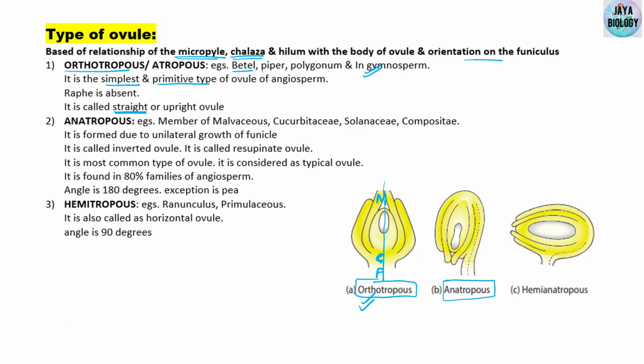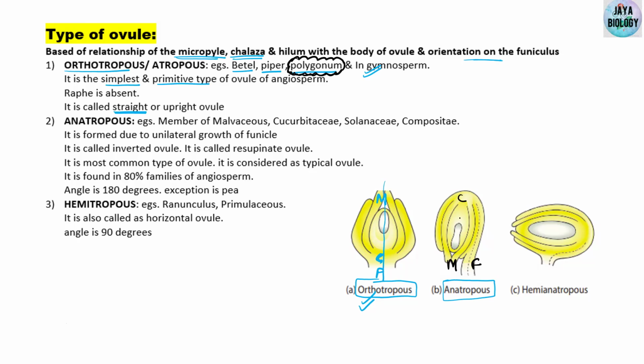Example, betel, piper, polygonum. And please understand a very important concept: in our NCERT, the entire description is given with respect to the polygonum type, because they have studied the polygonum type of ovule, which contains the embryo sac, everything studied on polygonum, which is a straight ovule. But theory will be written with respect to anatropous ovule because the majority of angiosperms contain anatropous ovule. Is it clear?